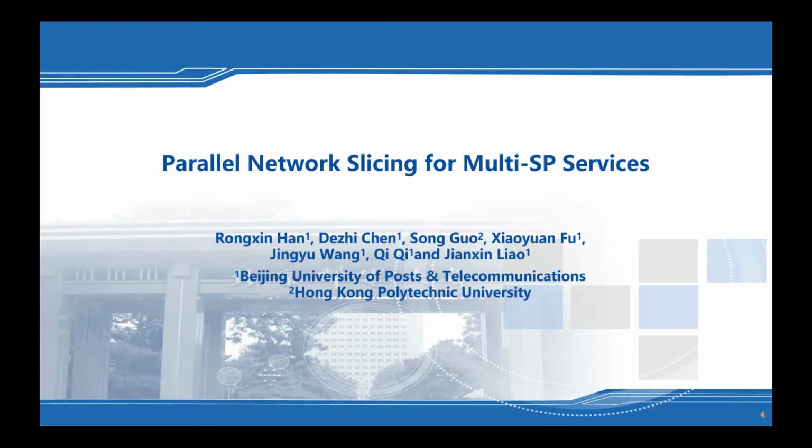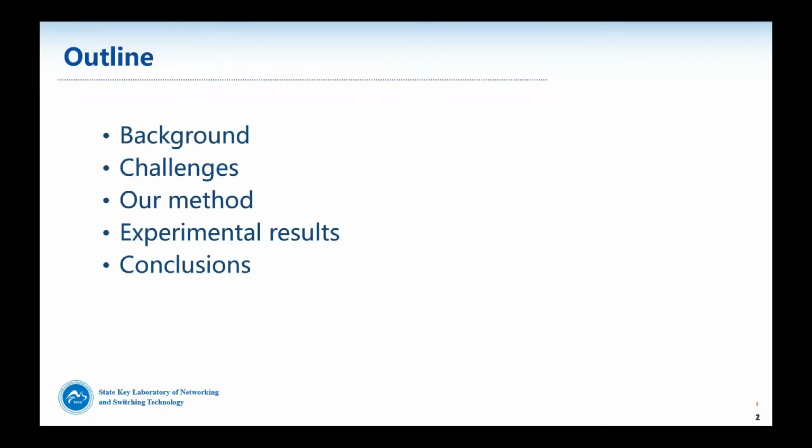At the 51st International Conference on Parallel Processing, our theme is Parallel Network Slicing for Multi-ASP Services. Our showing content will start from 5 parts, which are the research background, the challenges of this problem, the method proposed in this paper, the experimental results, and the conclusions.